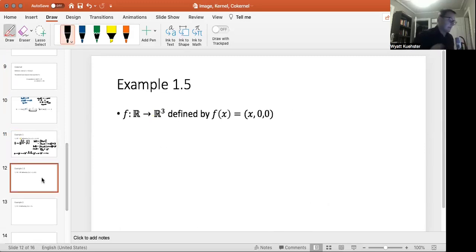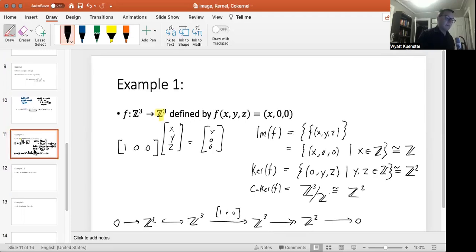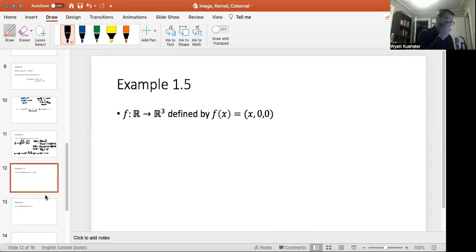All right, now let's do another example. This first one was neither injective nor surjective. It had a non-trivial kernel and a non-trivial cokernel. This one looks like it might be injective. It's an inclusion of R into R^3. It's defined by f of x equals (x, 0, 0). So it's an inclusion. So let me draw R^3 here.